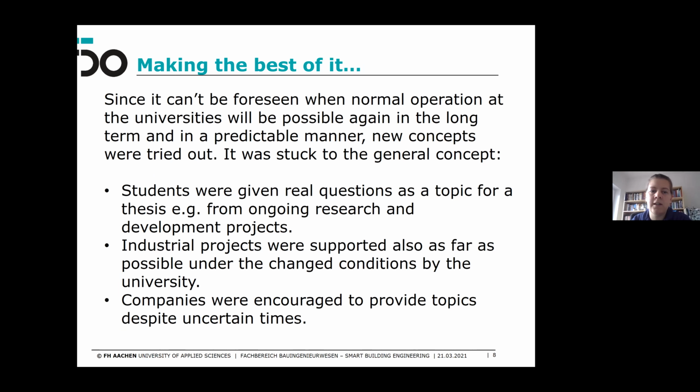In the end, we decided to stick to our general concept that students are given real questions as a topic, or parts of real questions, for a thesis, for example, from ongoing research or development projects. Industrial projects were also supported as far as possible under the changed conditions by our university. And of course, we also tried to encourage the companies we have already been working with to provide topics despite these uncertain times.